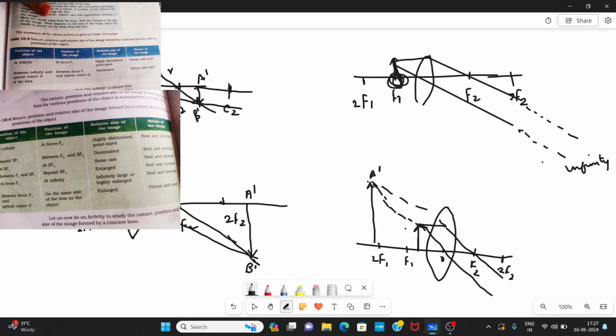A dash, this is the height of the object, AB. The image formed will be A dash, B dash. It will be virtual. Why is it virtual? Because it is on the same side as the object. So it is virtual and erect. It will not be inverted.